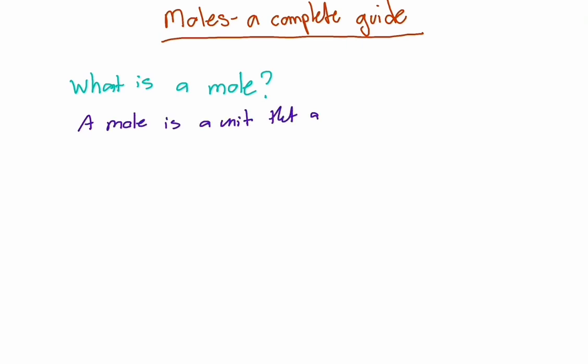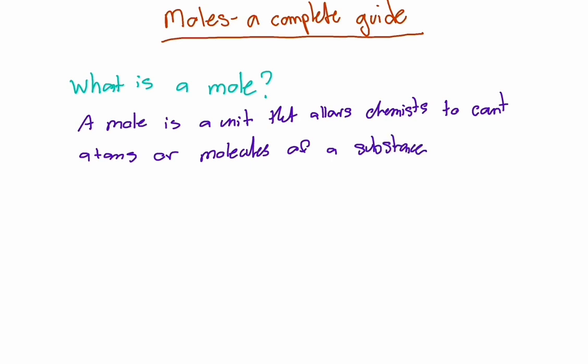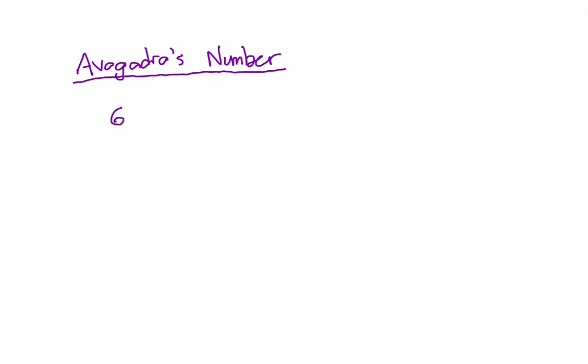A mole is a unit that allows chemists to count atoms, molecules, or ions in a substance, even though we can't see them individually. This is because these particles are extremely small, making them hard to work with one at a time. Think of a mole like a chemist's dozen, only instead of 12, a mole represents a much larger number. 1 mole of any substance contains exactly 6.022 times 10 to the 23rd power particles.